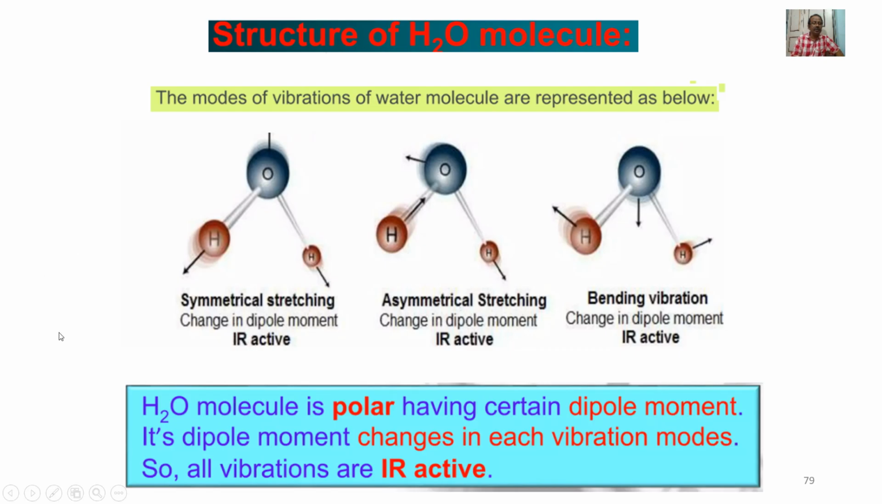The H2O molecule is a polar molecule having a certain dipole moment. Its dipole moment changes in each vibration mode. So all fundamental modes of vibration are IR active in the H2O molecule.